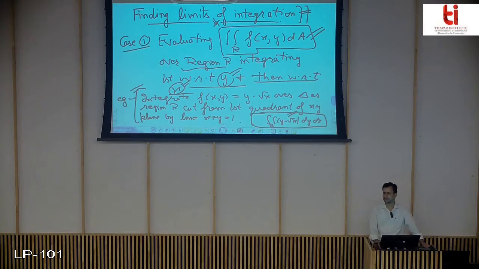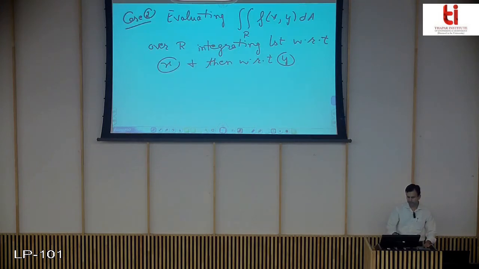And for x, the limits are all those values of x for which vertical lines can pass through the given region R. In this way, we did the double integral when y was integrated first and then x. Now we take the opposite case, when we have to integrate with respect to x first and then with respect to y.